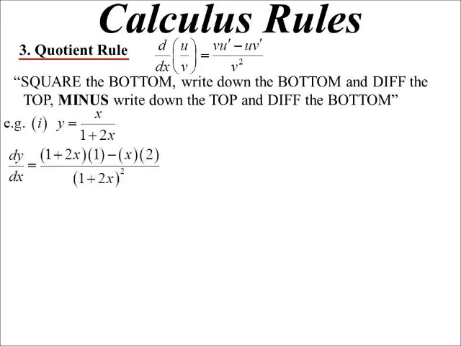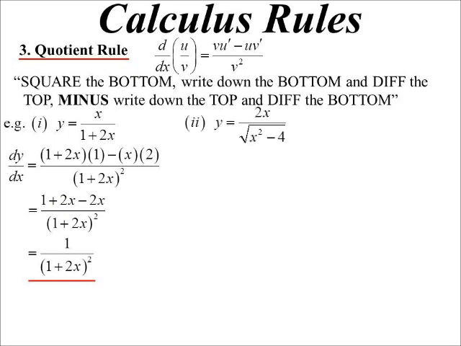Square the bottom. So the bottom of the fraction, I just simply chuck some parentheses around it, squared. That's done. Now everything else happens on the top of the fraction. So write down the bottom. So there's 1 plus 2x. Diff the top, well that's just 1. Minus, write down the top. Diff the bottom, we get 2. And so that tidies up to just be 1 on 1 plus 2x, all squared. So square the bottom, write down the bottom, diff the top, minus write down the top, diff the bottom.